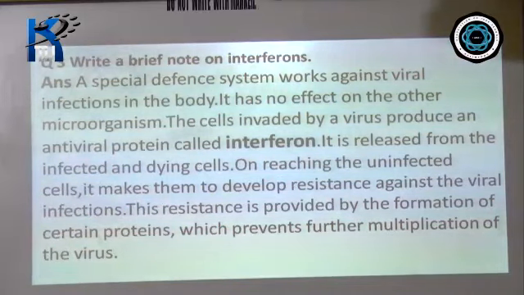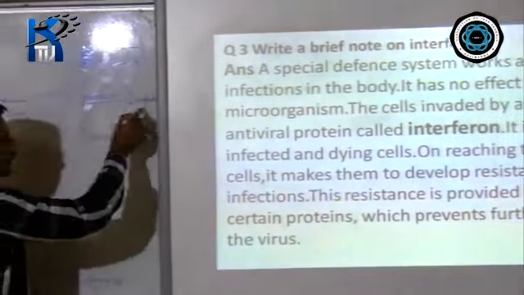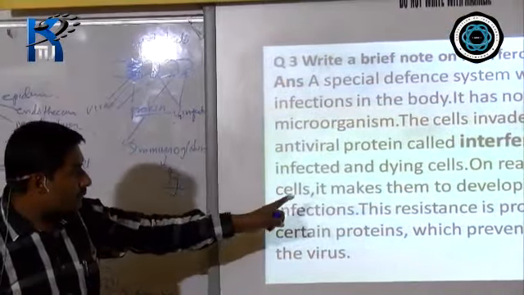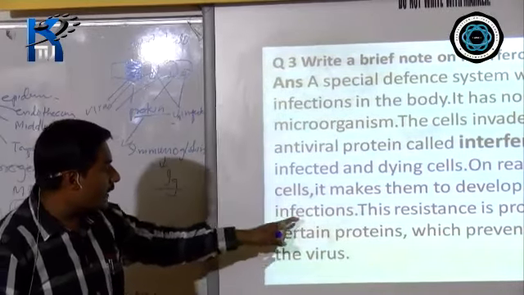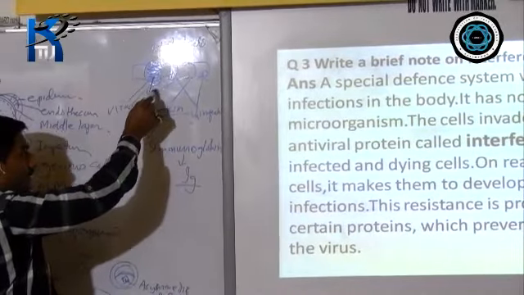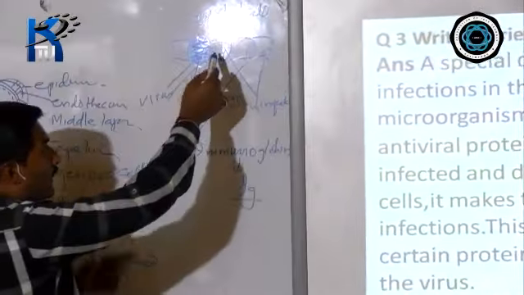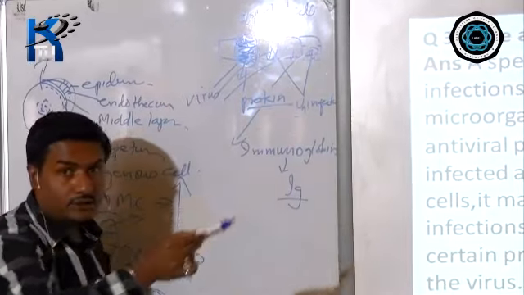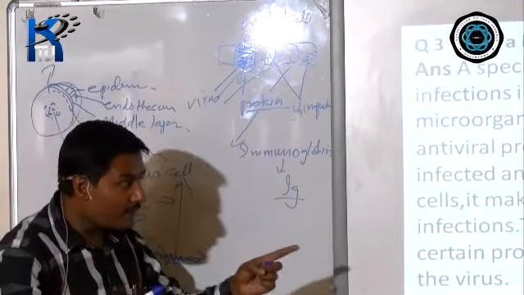This cell is dying, but before that, what will it produce? It will produce an antiviral protein. On reaching the uninfected cells, it makes them develop a resistance against the viral infection. That means this cell is dying, this is already dead, but it will protect its adjoining cells, so that the other cells do not get infected.